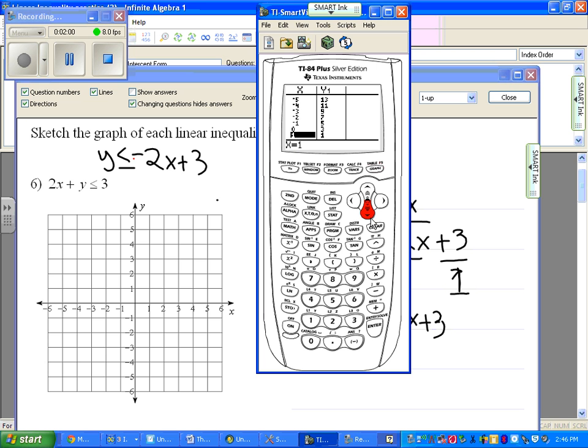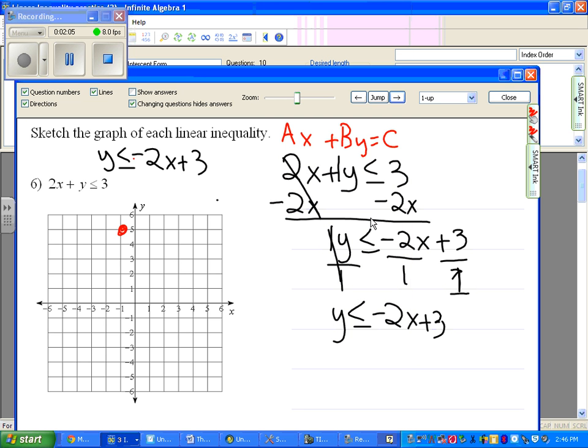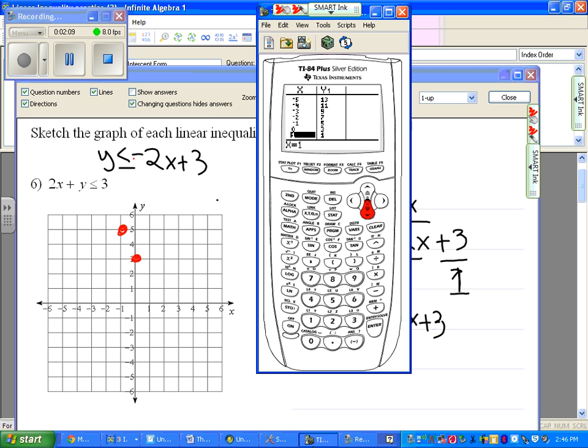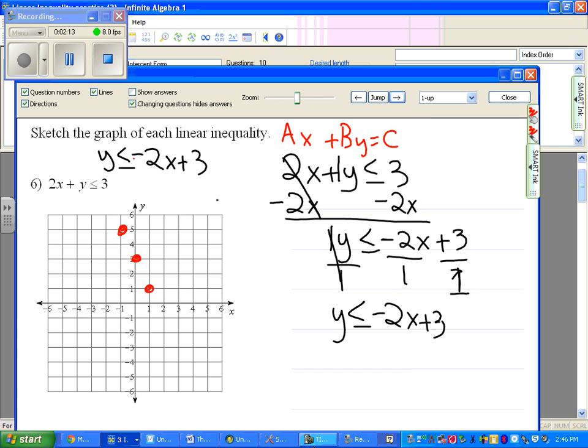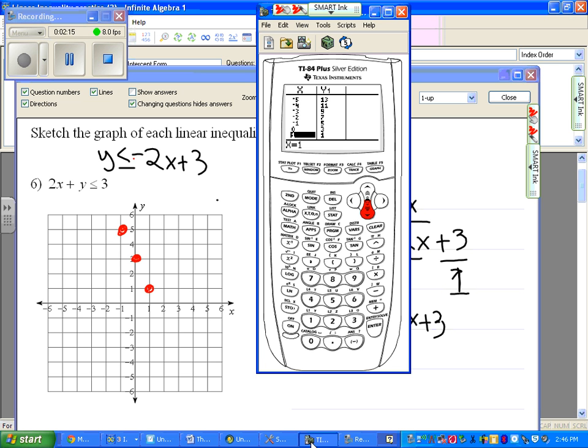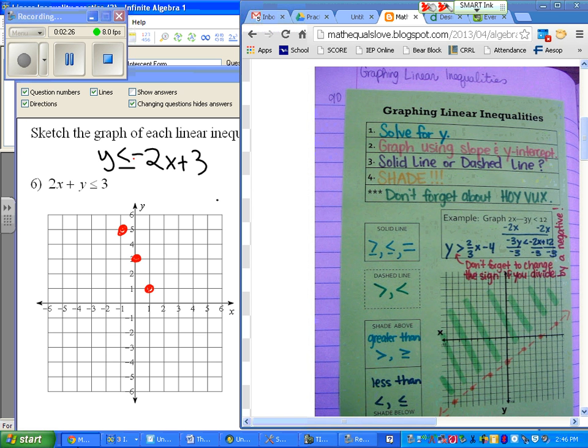I have negative 1 and 5. So negative 1 and 5, 0 and 3. Or one other one. 1 and 1. All right, so there's my 3 points. If you want to take a look again, 1 and 1's at the bottom, 0 and 3, and negative 1 and 5.